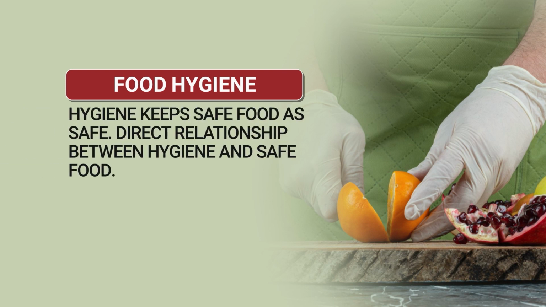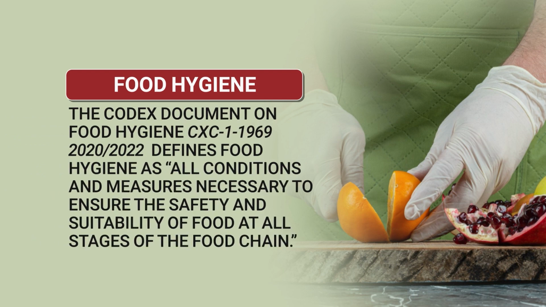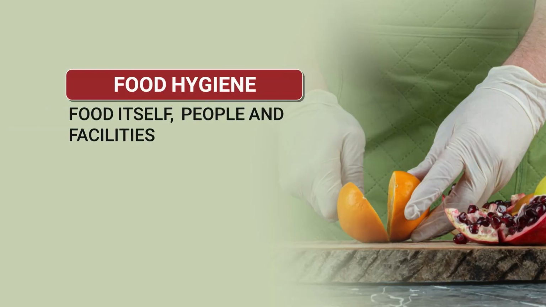Hygiene keeps safe food safe, and there is a direct relationship between hygiene and safe food. If your hygiene is there, your food will be safe. The Codex defines food hygiene as all conditions and measures necessary to ensure the safety and suitability of food at all stages of the food chain. It has three components: food itself, people, and facilities. Let us see it one by one.